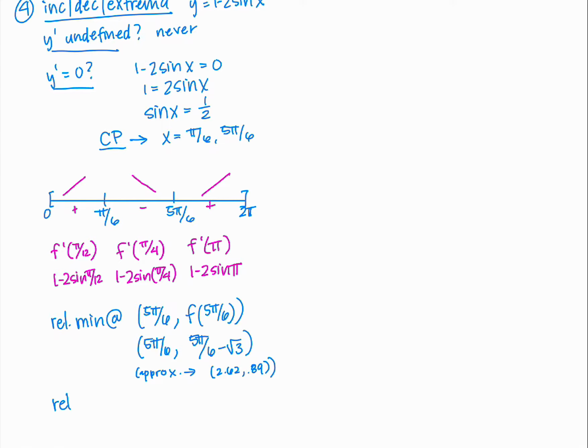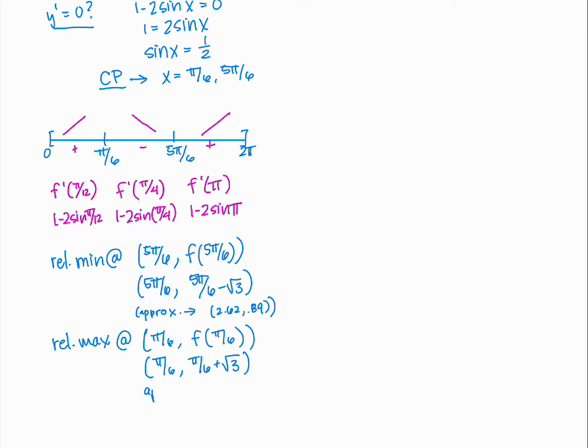And then we have a relative max at, so I can see that I go up and then turn around and come down. So I have a relative max right here at pi over 6. So that's at pi over 6. And then we plug into the original. So that's pi over 6 plus the square root of 3. And if you were to approximate that, that would be 0.56 comma 2.25.